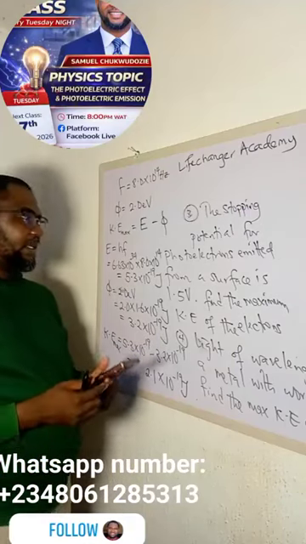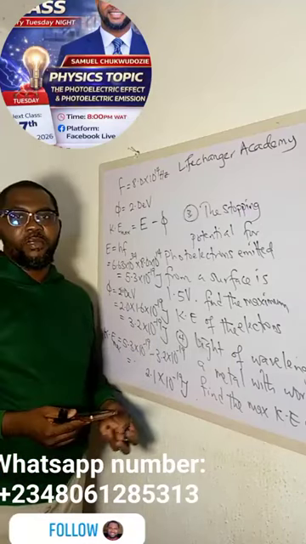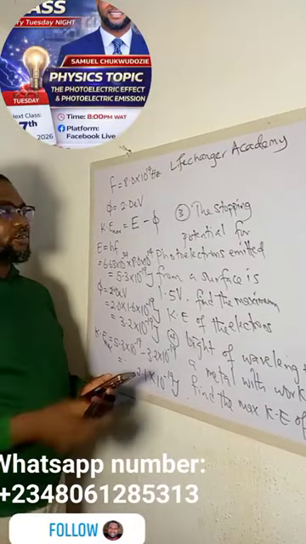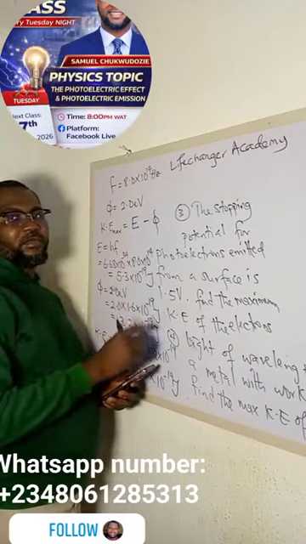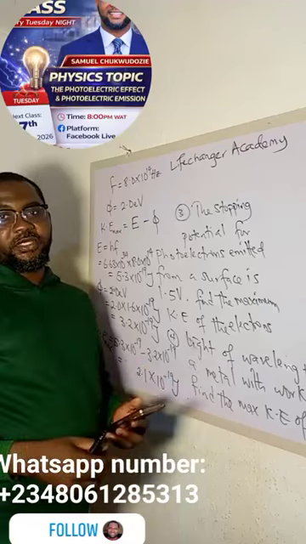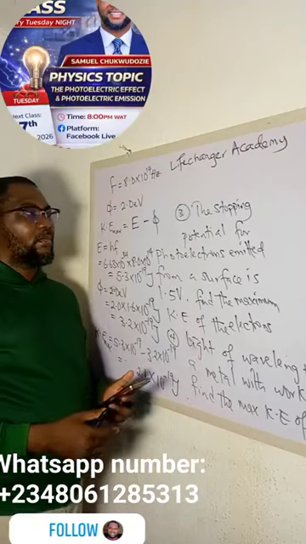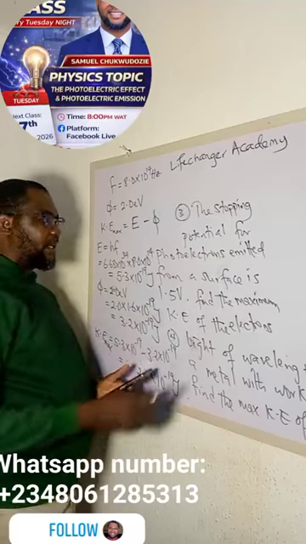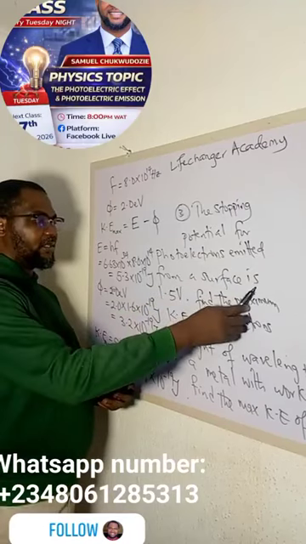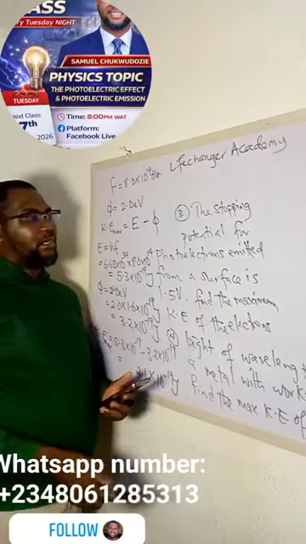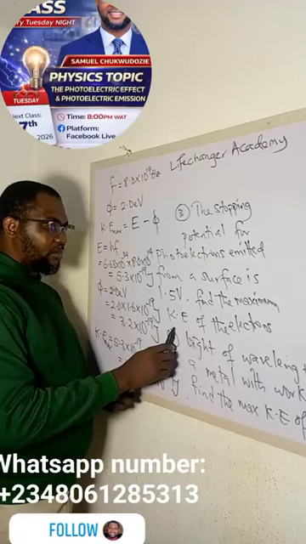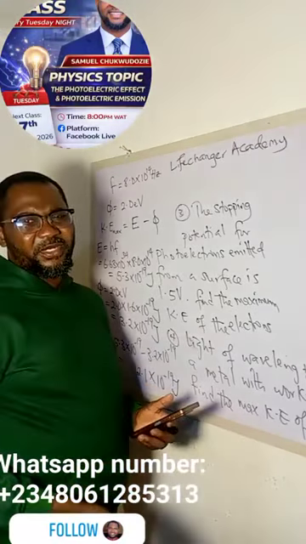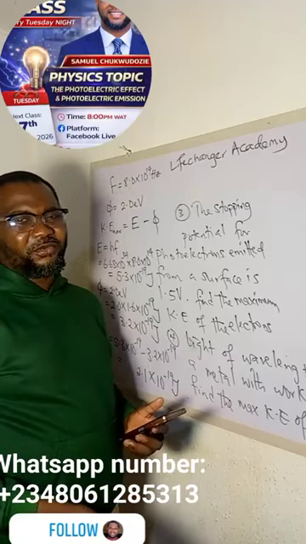Okay, so let's see the next question. The next question, number 3, says, you can always go through this, like I said. The stopping potential for photoelectrons emitted from the surface is 1.5 volts. Find the maximum kinetic energy of electrons. I think this is the easiest kind of question you can always see. These are the kind of questions you should pray for.